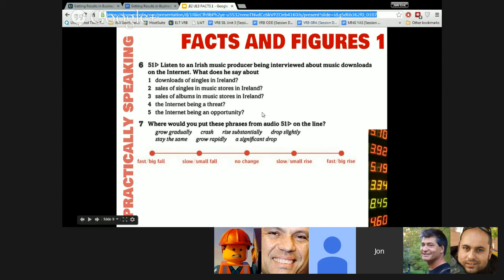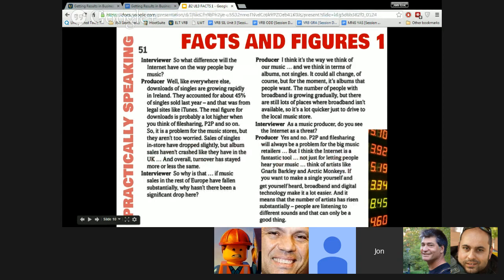Look at the top right. Actually, could you read that for me, Paulo? Read all on the article, top right. I think it's the way we think of our music, and we think in terms of albums, not singles.